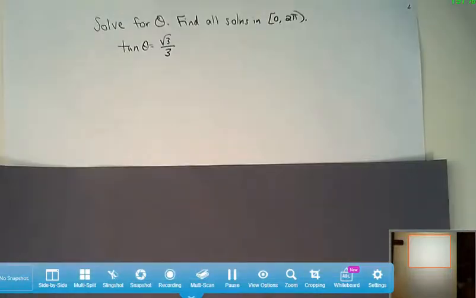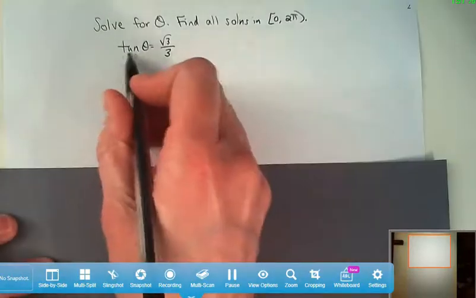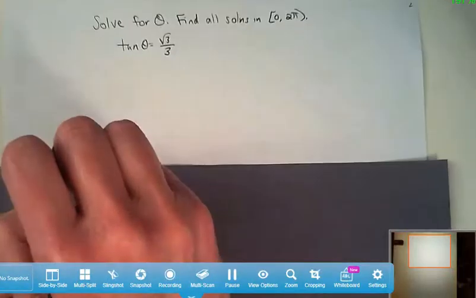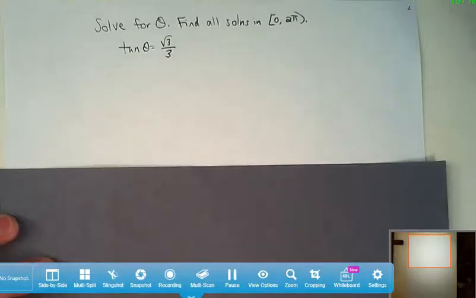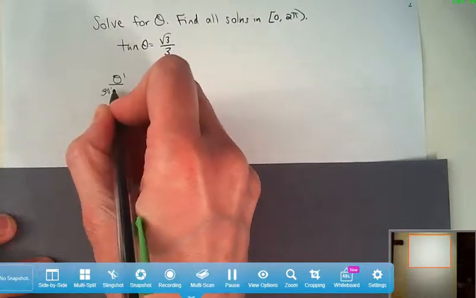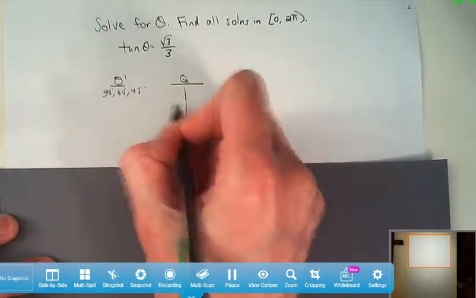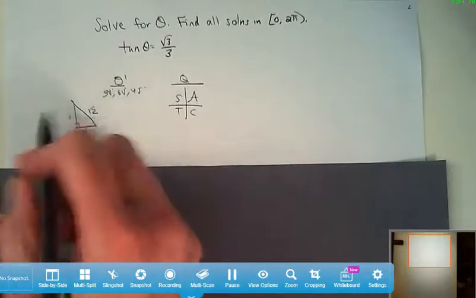The other skill I want to review with you before we actually start section 6.5 is solving for theta when we're given a trig ratio. And today it's really going to be tangent pretty much always. So to solve for theta, if you are using the unit circle, then you go ahead and find your solutions. And if you are using the quadrants and reference angles method, then you're going to look at your 30, your 60, or your 45 for your reference angle, and then you're going to use all students take calculus to determine the quadrants.